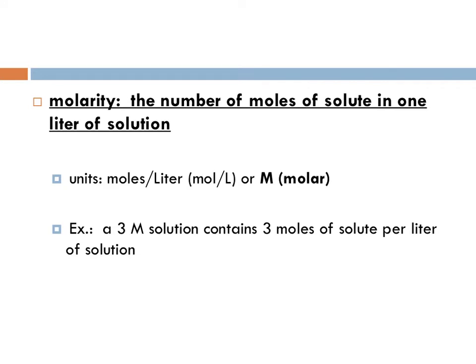When we talk about solution concentration in terms of molarity, we're talking about how many moles of solute we have in 1 liter of solution. That's how it's measured. So units are moles per liter or molar, capital letter M for units. So if you have a 3M solution, you have a 3 molar solution, that means you have 3 moles of solute per liter of solution.